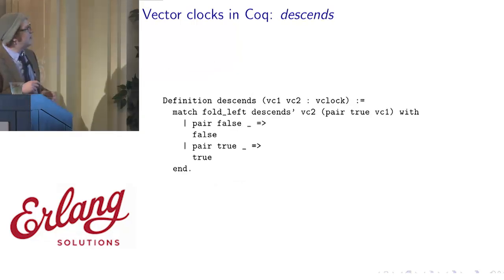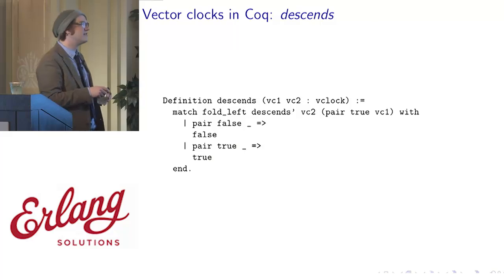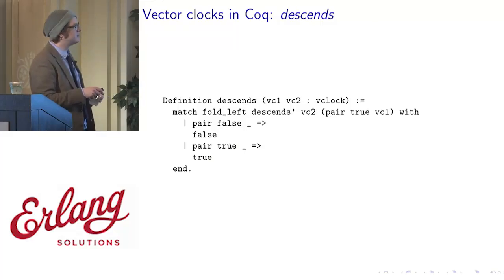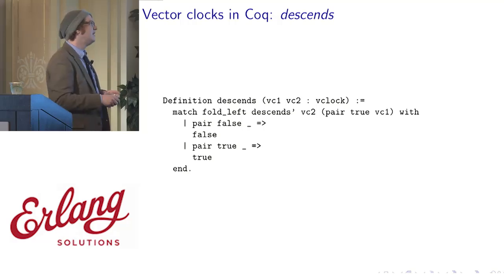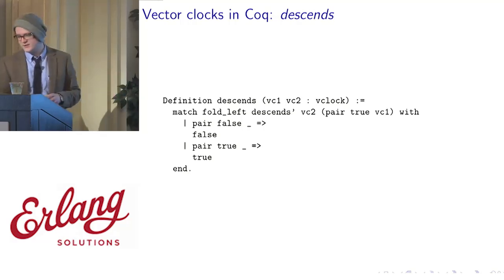Same with descends as well, a similar pattern. We do a fold again. This one we actually use a descends helper because we don't need to close over one of the values, and we explicitly just pass it in. So we pass in two vector clocks, and then we just compute based on the pairs whether one is a descendant of the other.